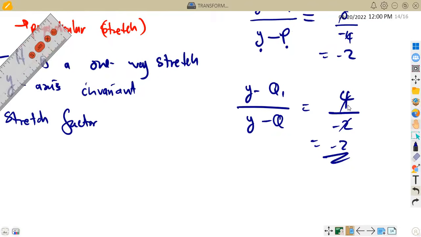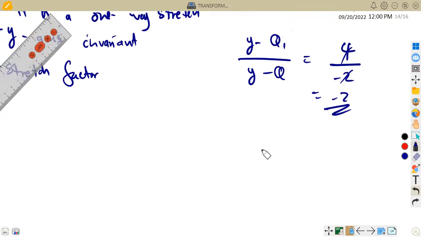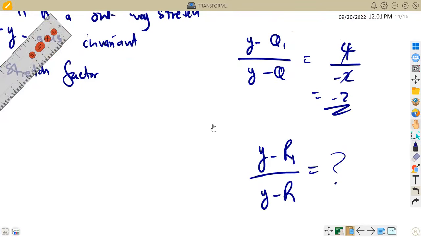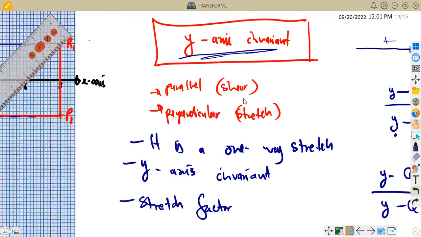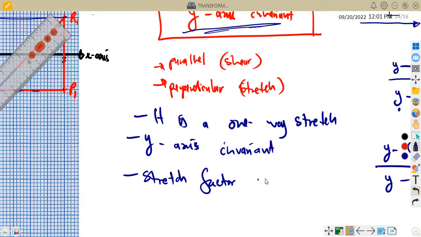So I want you to prove this one. Are you going to get the same answer from the invariant line, which is the y-axis, to R1, over the invariant line to the object, which is R? I want you to prove that we are getting the same answer, which is -2. So our stretch factor is going to be -2. That's how you simply get the stretch factor. The stretch factor is simply the distance from the invariant line to the image over the distance from the invariant line to the object. So that is the idea.